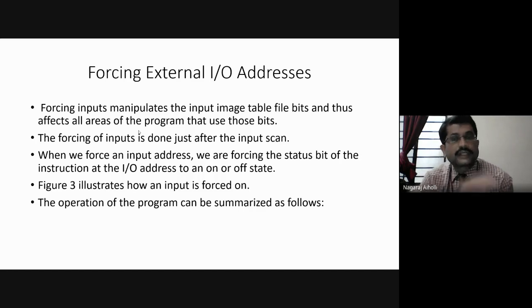Once it goes to the on state, the input image table file has to be updated, yes or no? So whatever is the state of the input device is reflected in the input image table file. It is updated in the input image table file immediately. That is the meaning of forcing inputs manipulating the input image table file bits and thus affecting all areas of the program that use those bits. The other parts of the ladder rung program which make use of those manipulated input image table file bits are going to be affected.